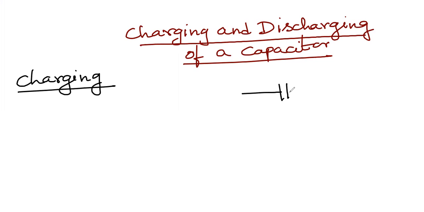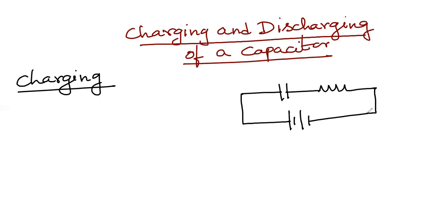I'm going to consider a circuit that has a capacitor and a resistor connected in series across a power supply. The voltage of the supply is Vs. We have the capacitor C and resistor R. The voltage appearing across the capacitor will be Vc, and across the resistor will be Vr.